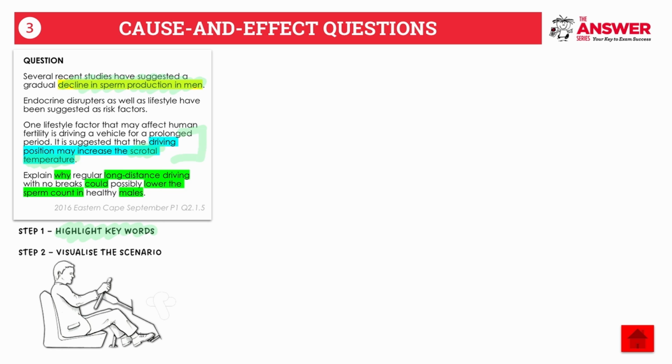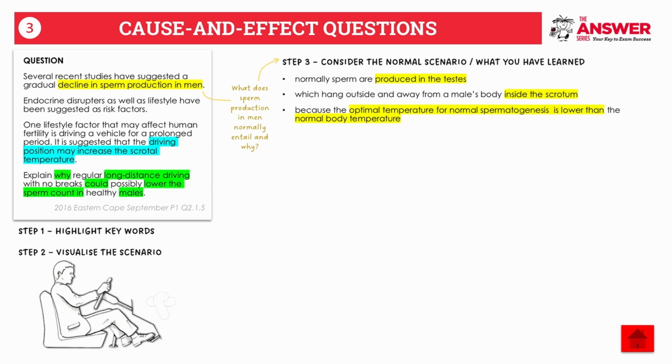And in the green section is the typical having to answer the question of explaining why long distance driving without brakes could possibly lower the sperm count. So how does this affect that? Then you have to visualize the scenario. So this is just a picture of a man sitting for a long time at a car, and you can see that obviously this is going to create a problem in terms of temperature regulation with the testes being close to the body for extended periods of time. Step 3, consider the normal scenario. What have you learned about the testes and temperature in general? What does sperm production in men normally entail, and why is that important?